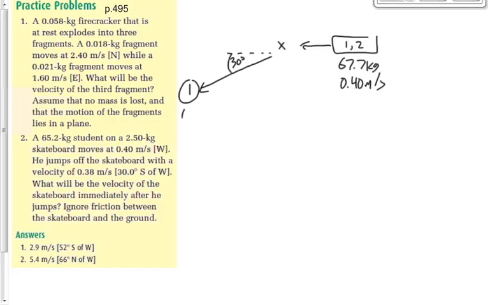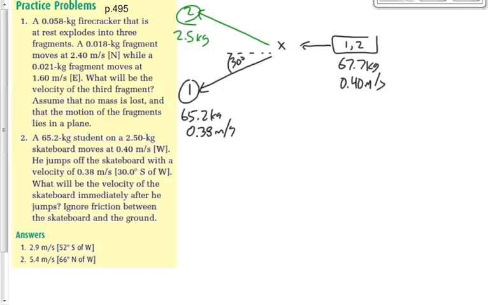Object number 1, by the way, the guy is 65.2 kilograms. And he's going to be moving at 0.38 meters per second. Where's the skateboard go? Where's it go? Yeah, it's probably going to go up here somewhere. Its mass is 2.5 kilograms. We don't know what its velocity is. That's what we're trying to find, right?